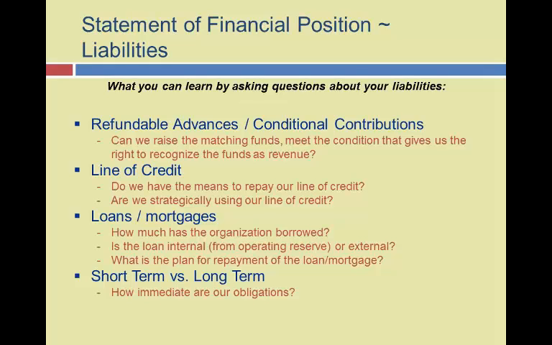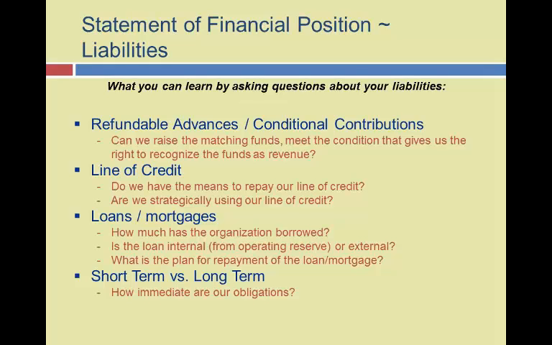If the organization has negotiated a commercial line of credit, the balance of the principal that is owed will be shown on the balance sheet. A board member might ask, do we have the means to repay our line of credit, and are we strategically using that line of credit when we need to smooth out cash fluctuations?